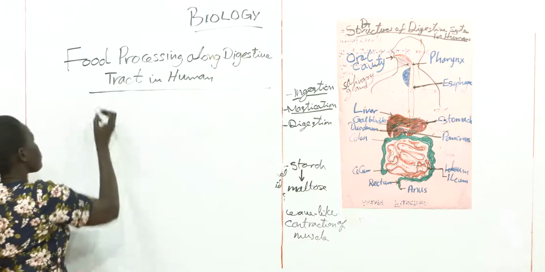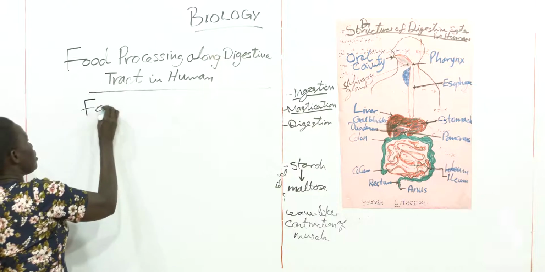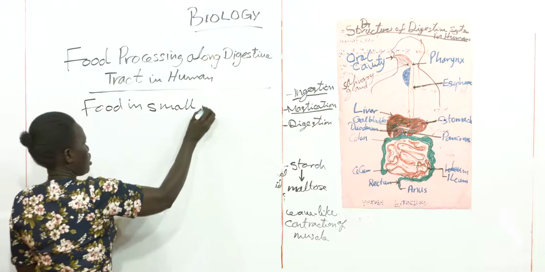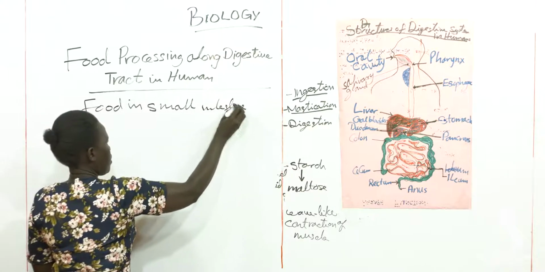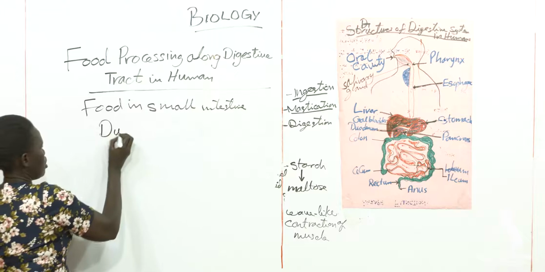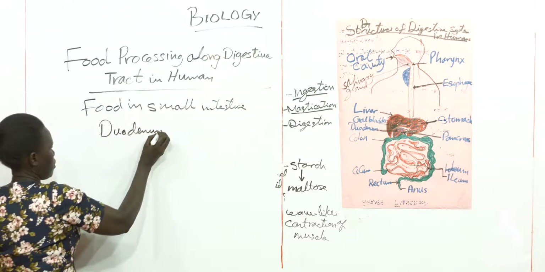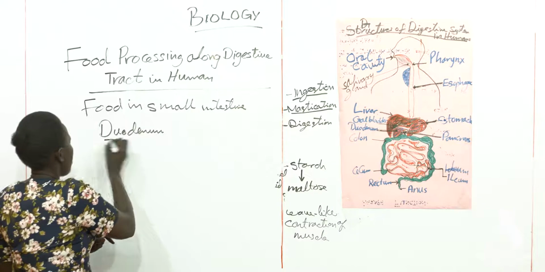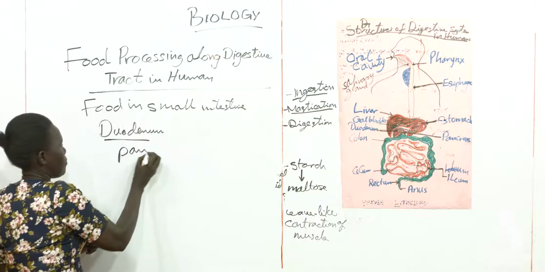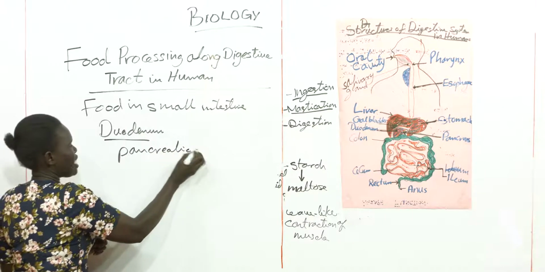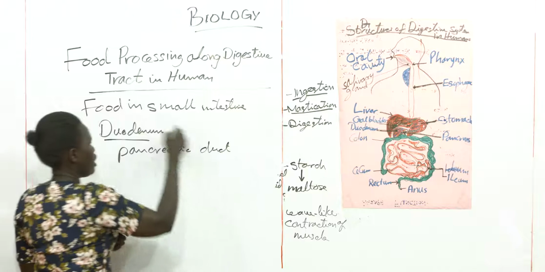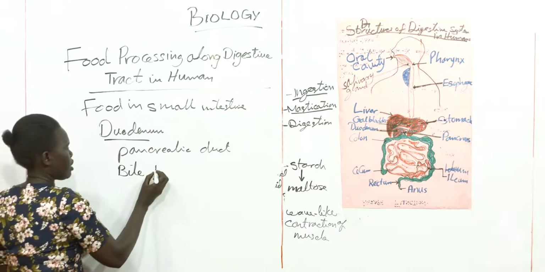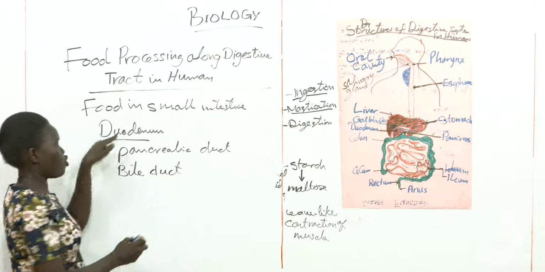Food in the small intestine, specifically the duodenum, and most of the digestion takes place here. Why? Because the pancreatic duct opens into the duodenum, and even the bile duct opens into the duodenum.